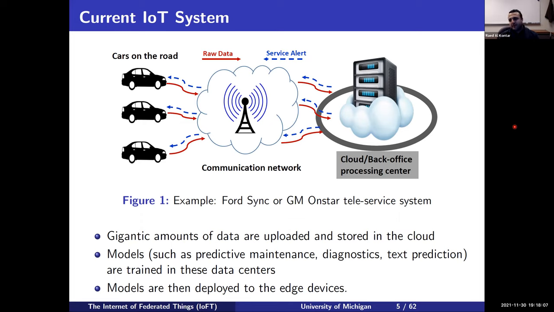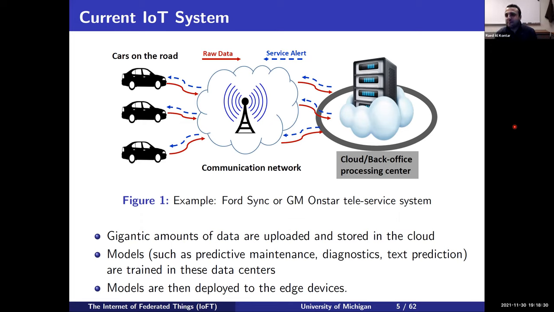So what are some key features in the current IoT system? There are gigantic amounts of data being uploaded to a cloud. Models are learned in this cloud, such as predictive maintenance, diagnostics, text prediction. And then models are sent back from the cloud to the edge device. This is the current state in many applications.